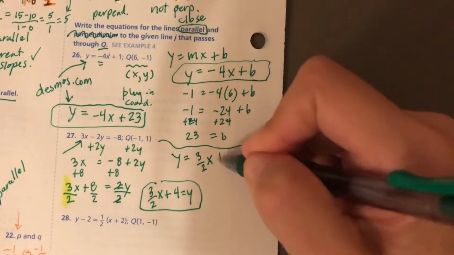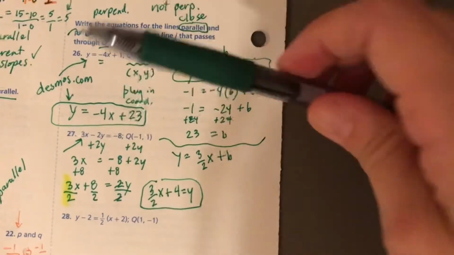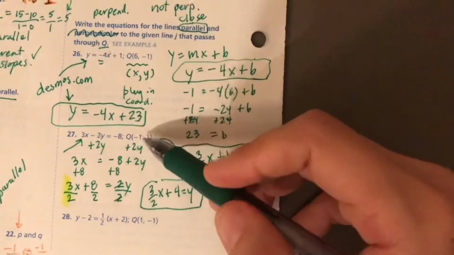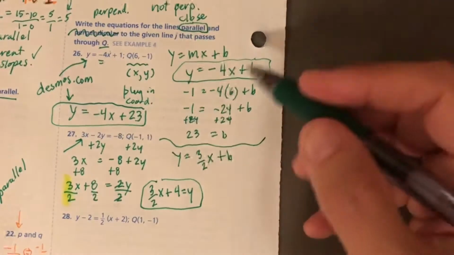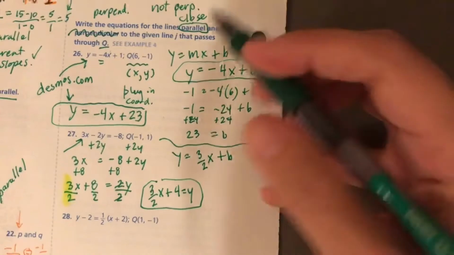And we don't know what b is. To make it a new line, we'd have to shift it up or down on the vertical y-axis, and we don't know where to put it. But we know we need to put it where it would cross that point. So let's plug this and this in for x and y and figure out what b is.